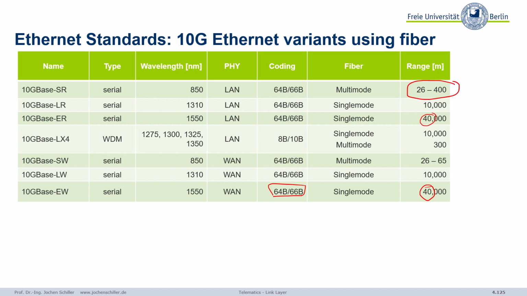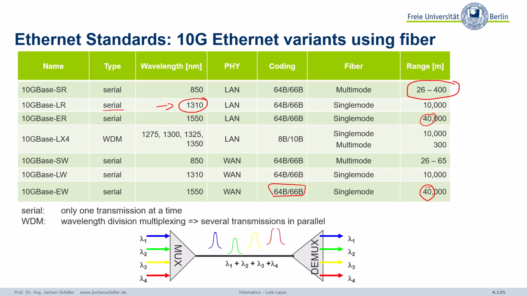What you also see here is that we have serial transmission. Serial means we use one wavelength. So for example, 1310 nanometer serial transmission, we use only this wavelength. Or we can do wavelength division multiplexing. In this case, we use 1, 2, 3, 4 different wavelengths at the same time, and we then split the traffic stream into those 4 different wavelengths and transmit it this way.